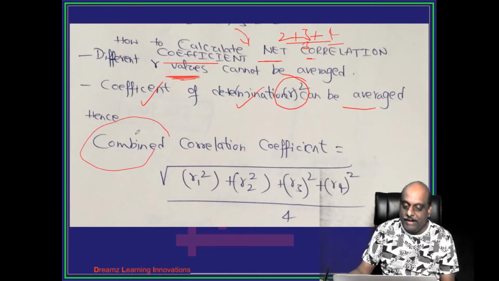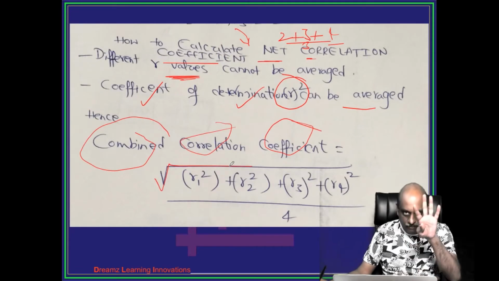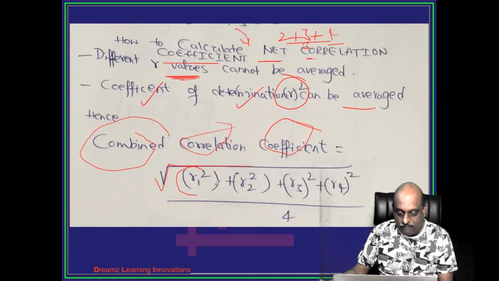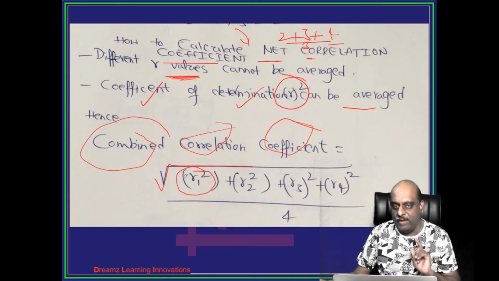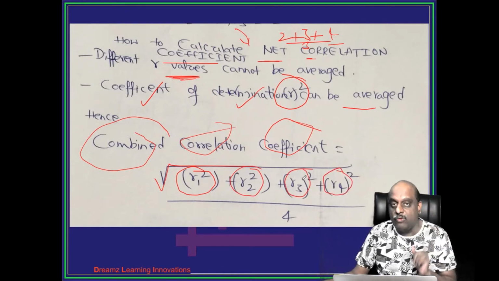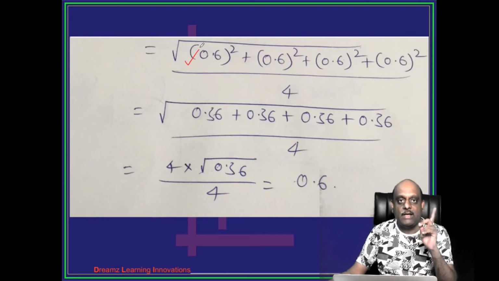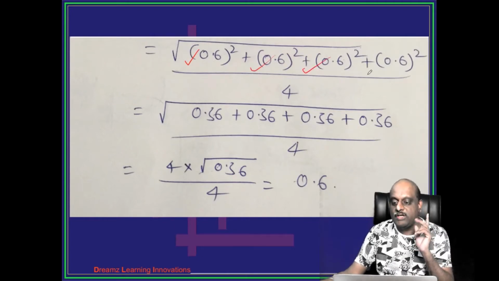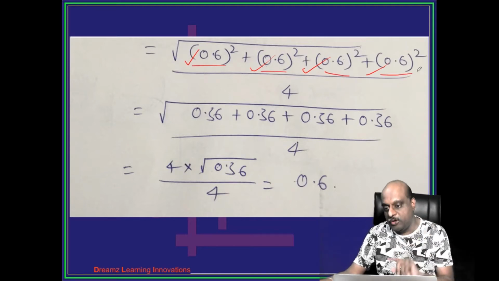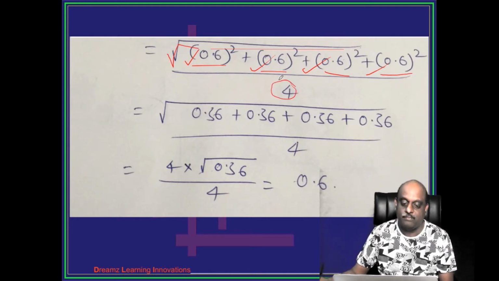So what is the combined correlation coefficient? Square root of, for example, for 4 populations, the first correlation coefficient squared, R1 square plus R2 square plus R3 square plus R4 square, divided by 4 populations. So we have to divide by 4. Now what is each population's value? 0.6, 0.6, 0.6, 0.6. So 0.6 square plus 0.6 square plus 0.6 square plus 0.6 square, add these 4, take the square root, divided by 4.